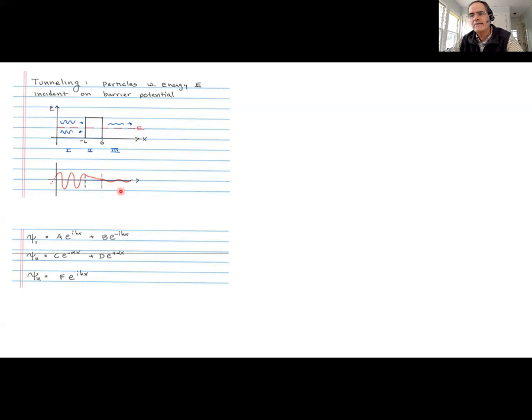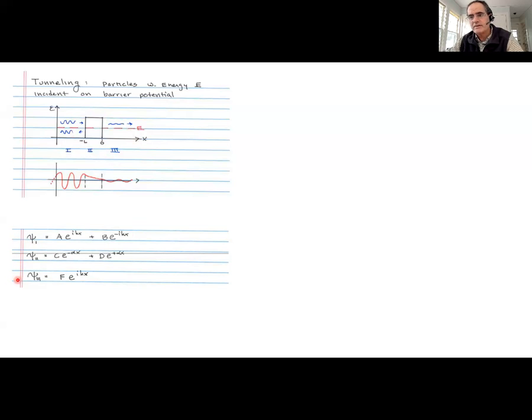Finally, on the right-hand side, in region 3, we assume we have this, which looks like a free particle wave function for a particle moving to the right. Okay, so that's our setup. We have our barrier potential. In the 3 regions here, the wave function has somewhat different forms.